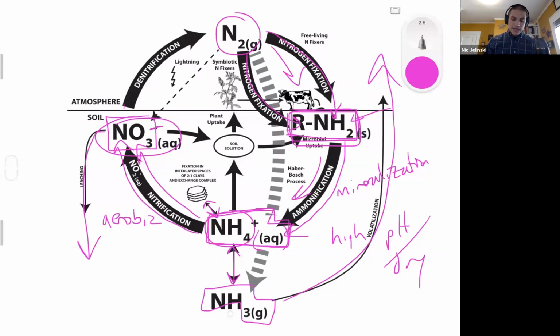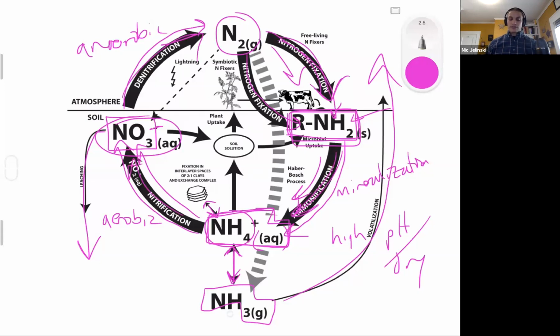Okay, and then the next step back up to N2 gas is denitrification. This is an anaerobic process. So unlike nitrification, which is aerobic, denitrification is anaerobic. And this predominantly happens in wetlands. It happens in soils that have low oxygen content, basically. Okay, so those are the main fluxes. All of these things, again, are biological. This nitrogen fixation, ammonification, nitrification, denitrification, they're all biological processes. The exception is ammonium to ammonia, which is abiotic.